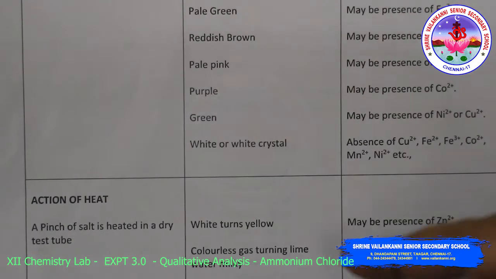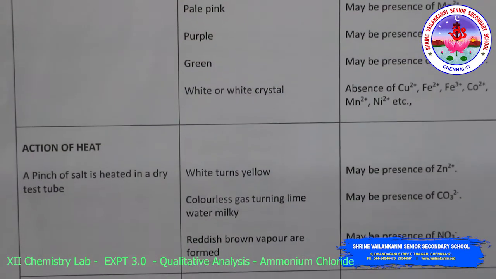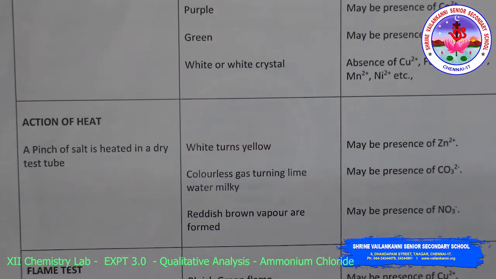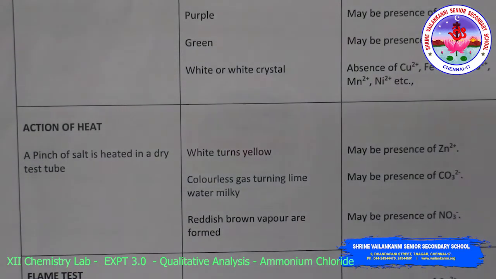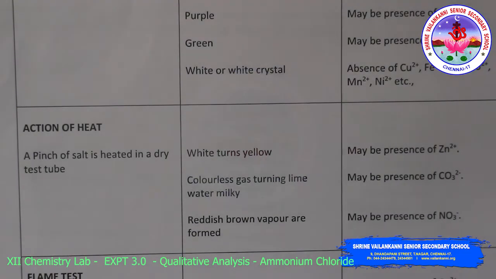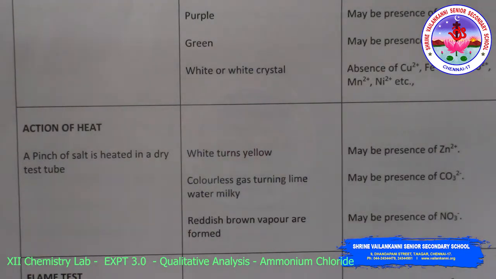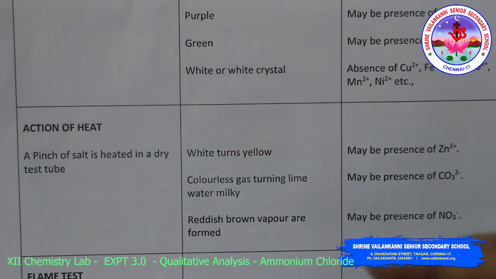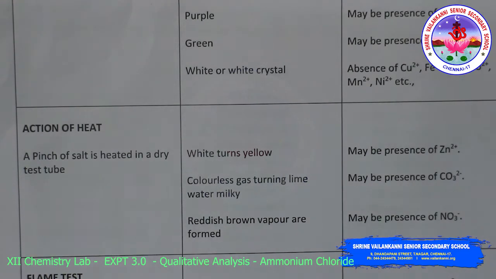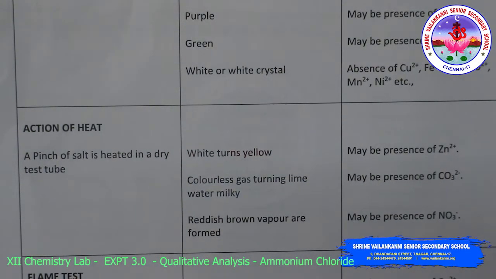Then the action of heat. A pinch of salt is heated in a dry test tube. What does the observation mean? Suppose white turns yellow, there may be presence of zinc 2+. Here you have to say maybe, because this is not a confirmation test. It just means the salt may be zinc or whatever it is. This is a preliminary test. Colorless gas that turns lime water milky means maybe presence of carbonate salt. Reddish brown vapors formed means maybe presence of nitrate.